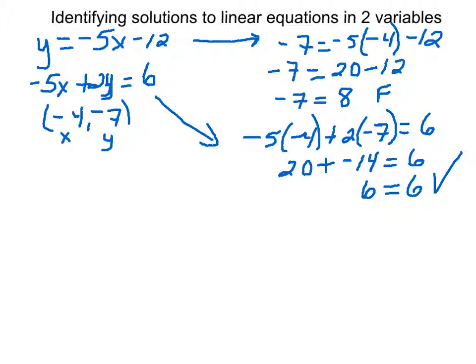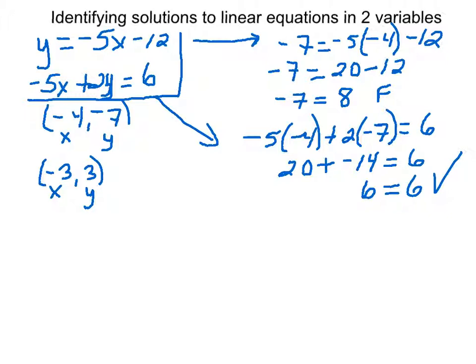Alright, let's test another ordered pair that they give us. Negative 3, negative 3. And again, we're going to use the same two equations up at the top. We'll take the first one. This time we're plugging in negative 3 for x and positive 3 for y. So I'm copying that top equation. Wherever I see an x, I'm putting in negative 3. Wherever I'm seeing a y, I'm going to put in a 3, positive.